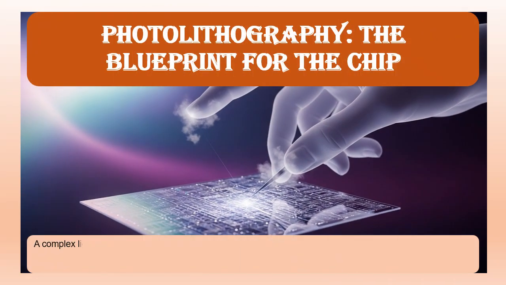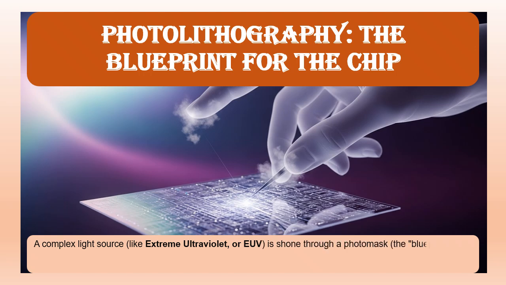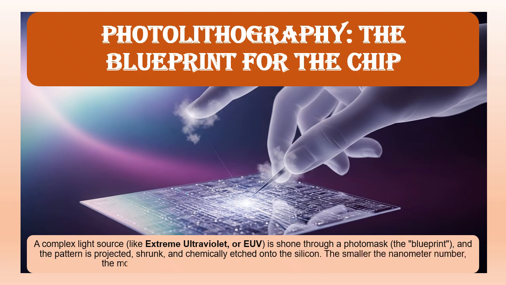A complex light source, like extreme ultraviolet, or EUV, is shone through a photomask, the blueprint, and the pattern is projected, shrunk, and chemically etched onto the silicon. The smaller the nanometer number, the more challenging and precise this light-based printing process becomes.